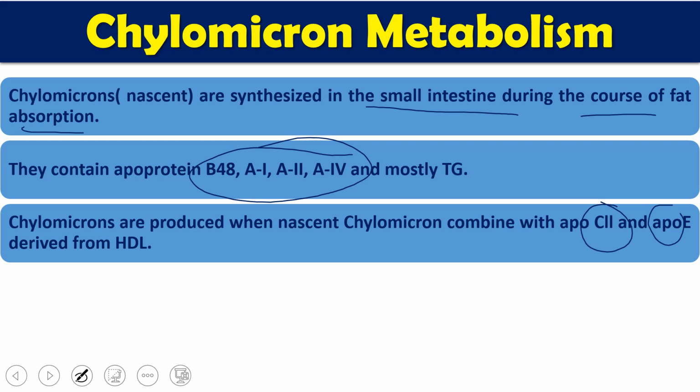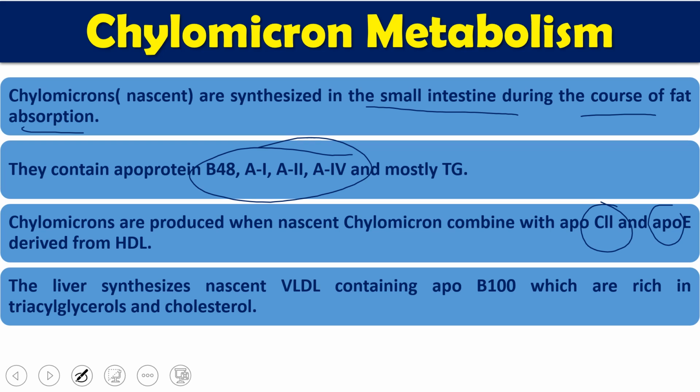So once the intestine produces nascent chylomicron, that nascent chylomicron comes into the blood circulation. In blood circulation, HDL gives this nascent chylomicron C2 and E, and it is going to be converted into mature chylomicron.